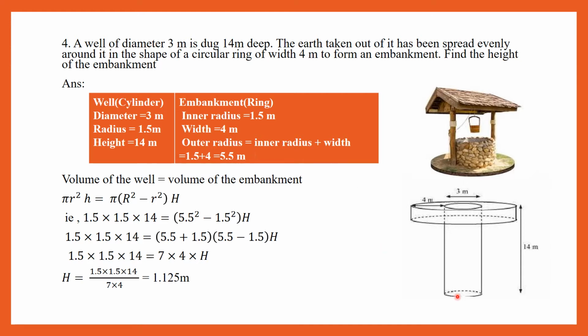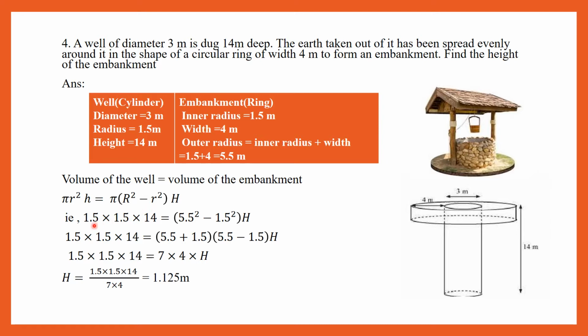As the earth taken out is used to make the embankment, we can say volume of the well is equal to volume of the embankment. Well being the shape of the cylinder, we can use pi r square h. Embankment is in the form of a ring with a certain height. So we can apply the formula area of the ring multiplied with height. Area of the ring is pi into capital R square minus small r square.